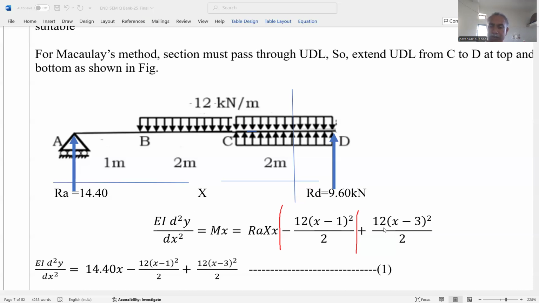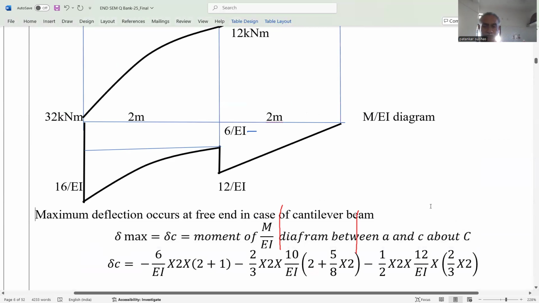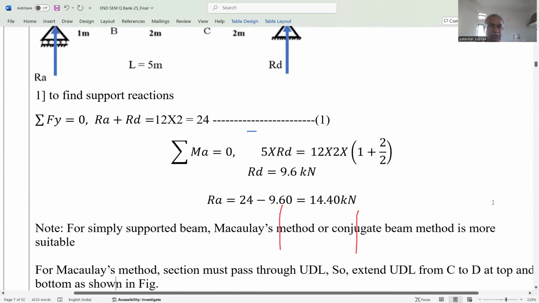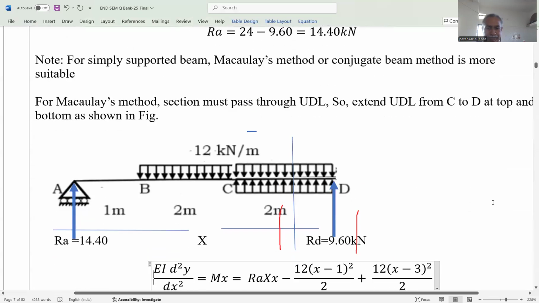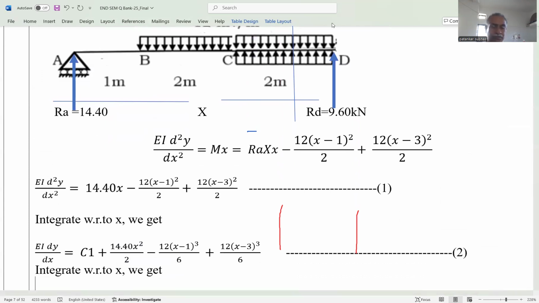This is the moment equation or elastic curve equation. Then we can see that this is equation number 1. Integrate this equation and after integration we get the slope.